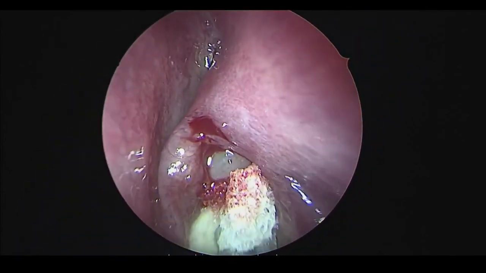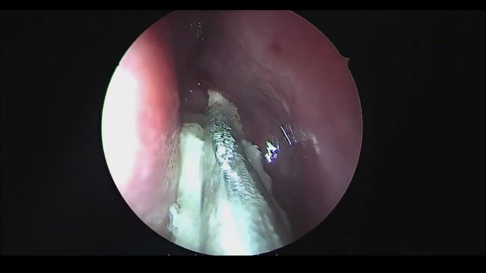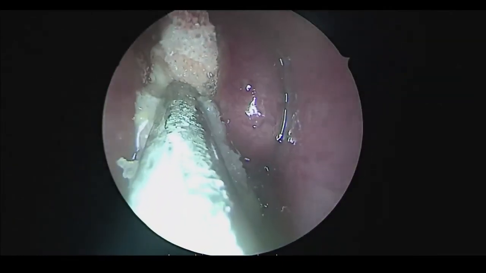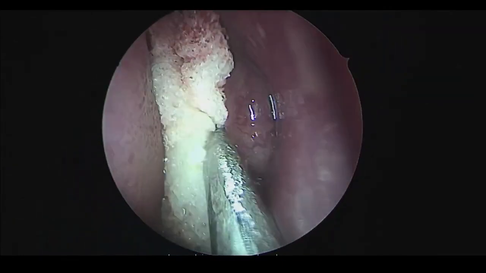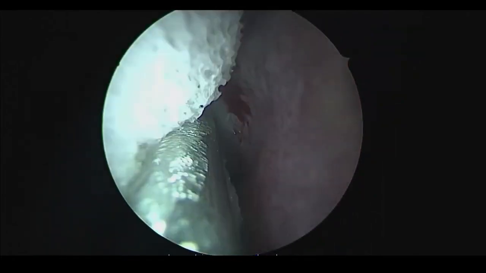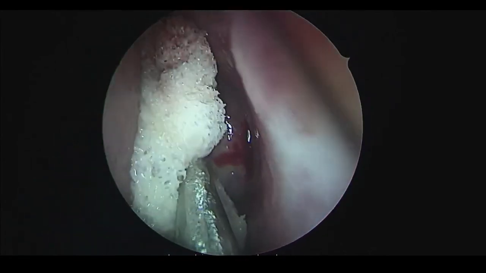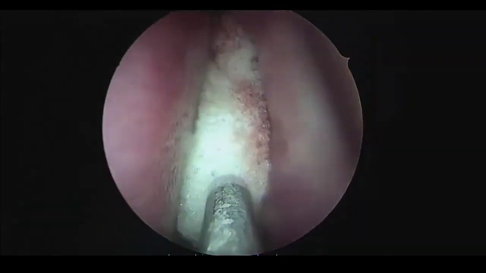And medially is the middle turbinate. Yes, sir. Because of the massive disease, it is compressed. And laterally here, it looks like the uncinate process, which is everted. See uncinate? Yes, sir. Attached to the lateral wall, it is everted because of the massive disease.